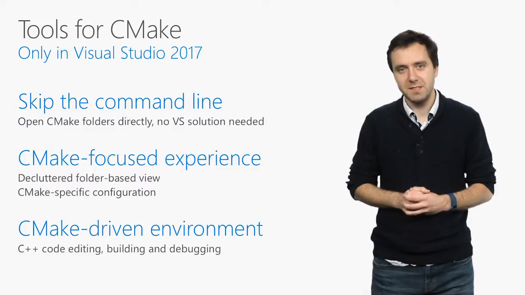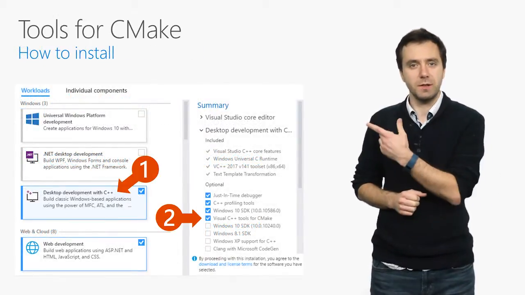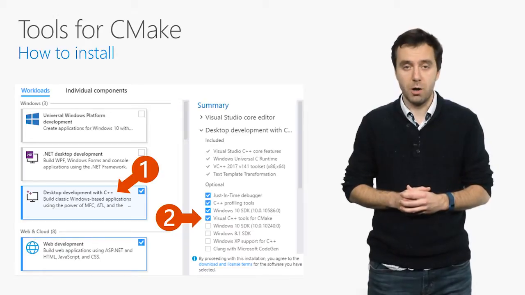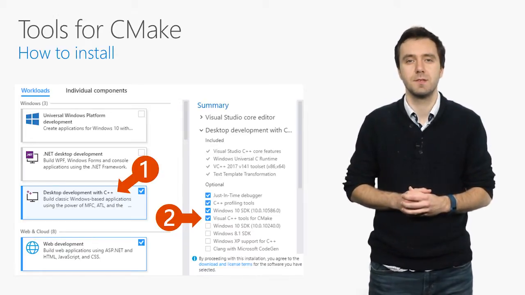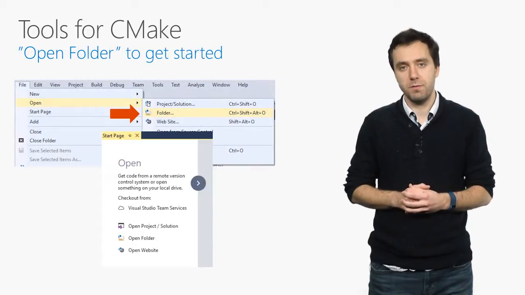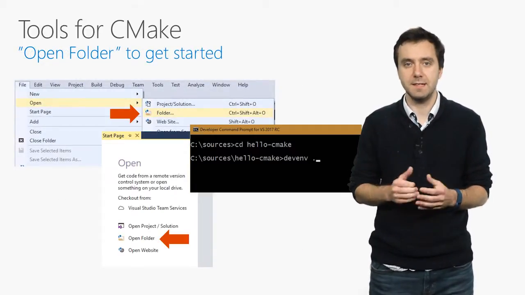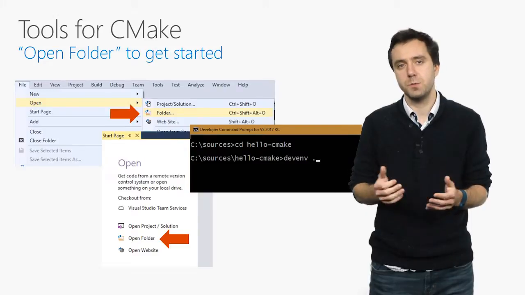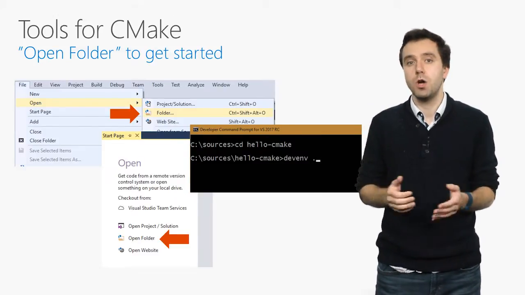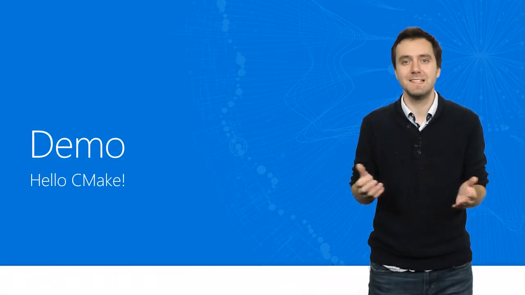To take advantage of the CMake integration, make sure you install the C++ desktop development workload and select the Tools for CMake optional component. Now, all you need to do to get started with VS is to open a folder containing a CMakeLists.txt file through one of the supported methods, either from the File Open menu, Start page, or directly from the command line. So, let's see this in action.